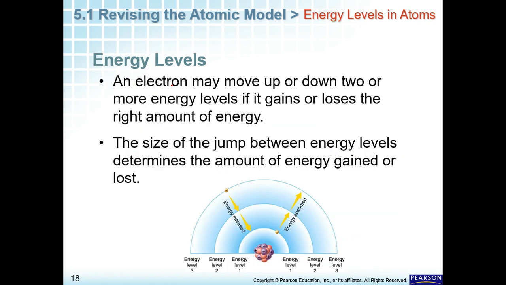An electron can actually move up or down 2 or more energy levels depending on how much energy it gained or lost. So in other words, the size of the jump between energy levels is determined by if it gained a lot of energy or a little bit. So for example, if you gained a lot of energy, an electron can actually jump up 2 or more energy levels. However, it can't stay up there forever, so eventually it will release the energy and fall back down.